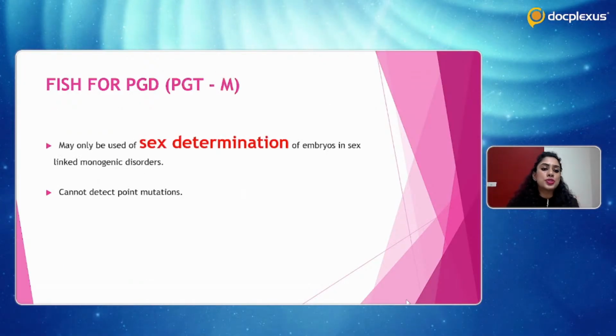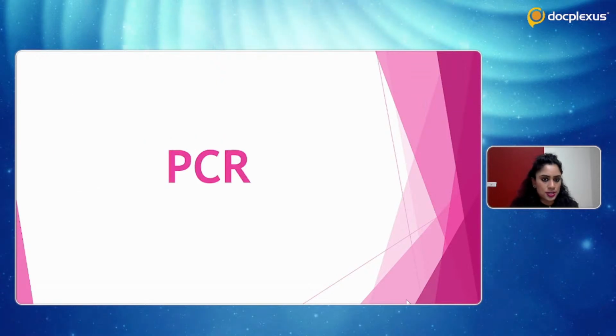Now, what about using FISH for PGT-M, the monogenic disorders? It may only be used for sex determination of embryos in sex-linked monogenic disorders, because we have only 5 probes, and up to 15 have been diagnosed in a study. It cannot detect point mutations.